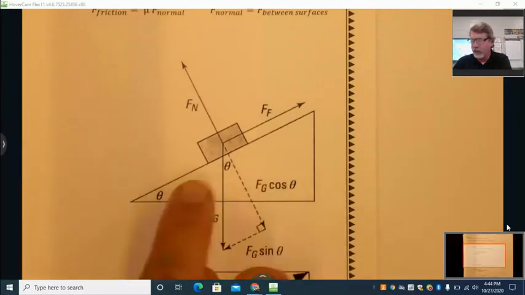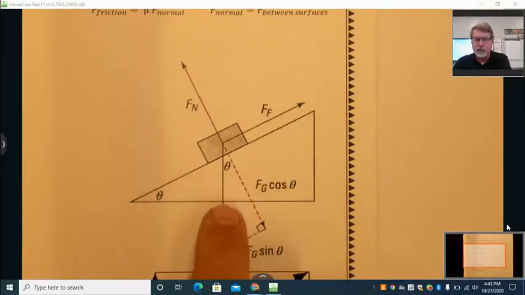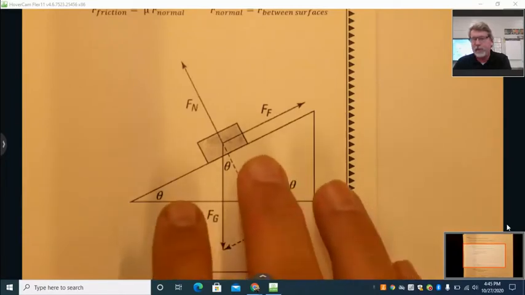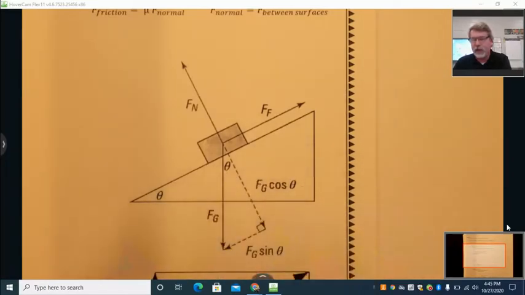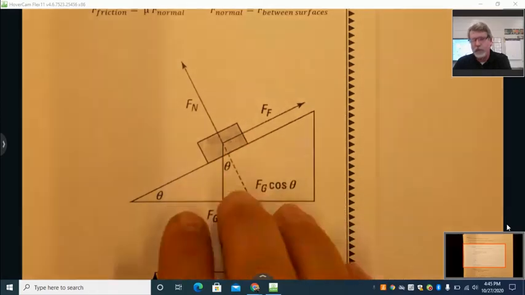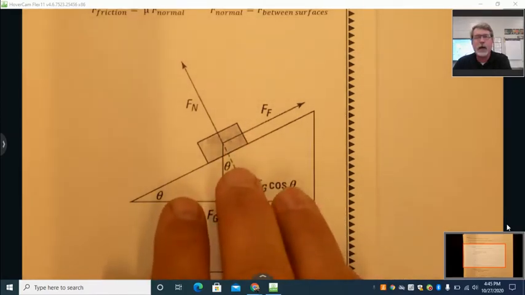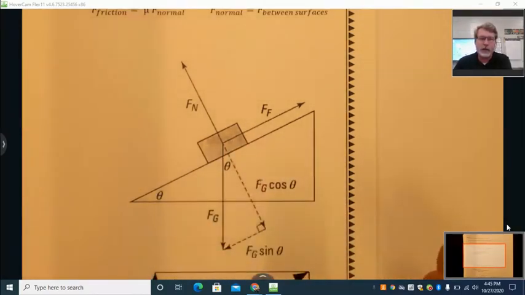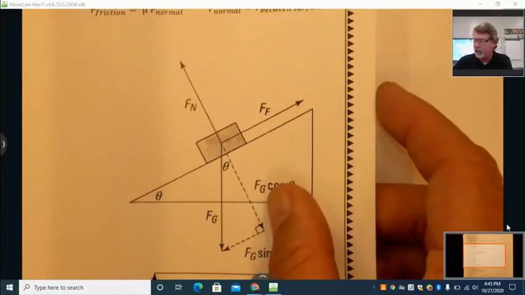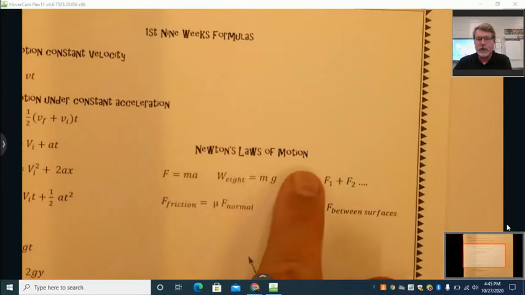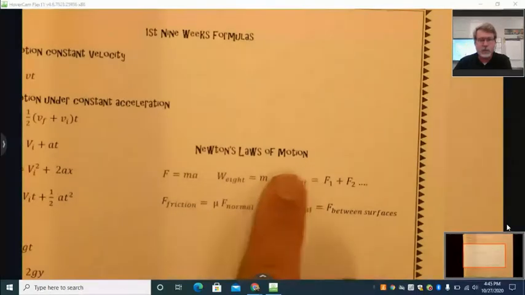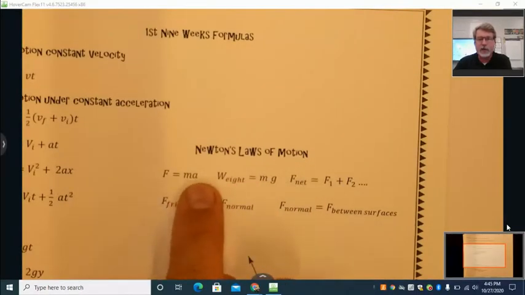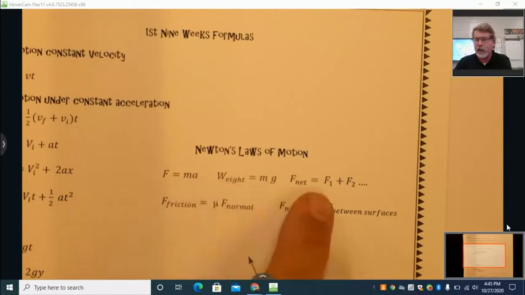There's also a little bit different labeling that we use in this diagram, so we want to clarify how this diagram should look like ours. So if you take a moment to find your formula sheet, we'll come back and look at these forces in a few minutes. Also, look up here at the top: Newton's first law, laws of motion formula. So we got our Newton's second law, we got our weight formula, and we got a net force formula that we'll be using, okay?